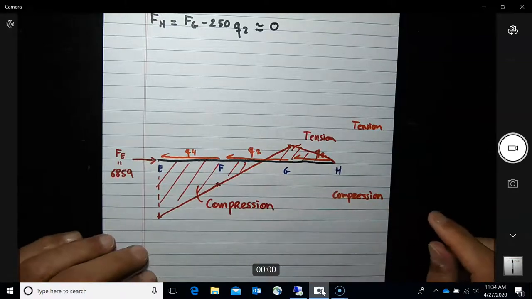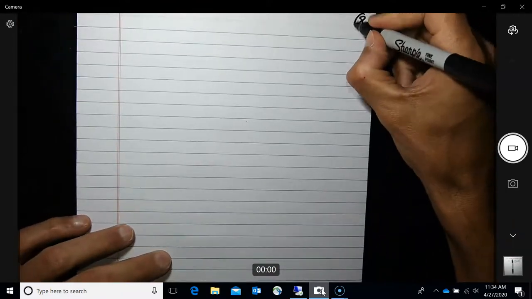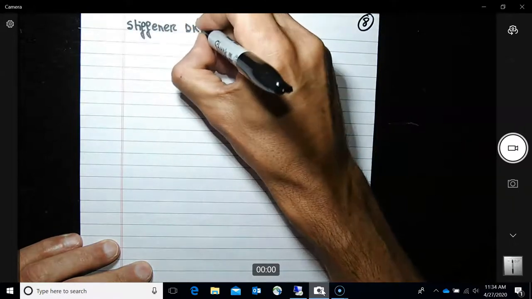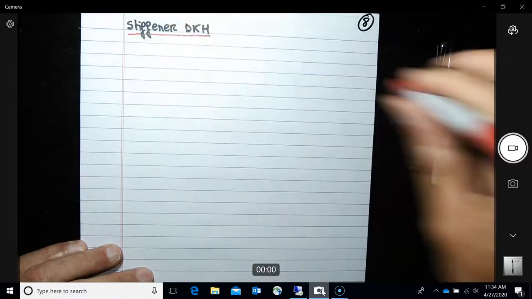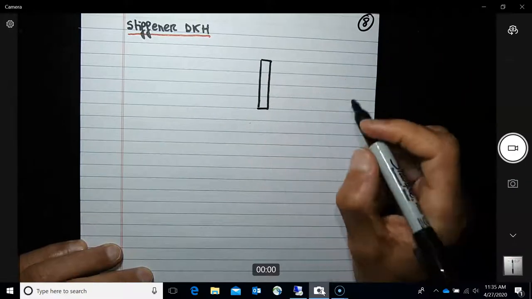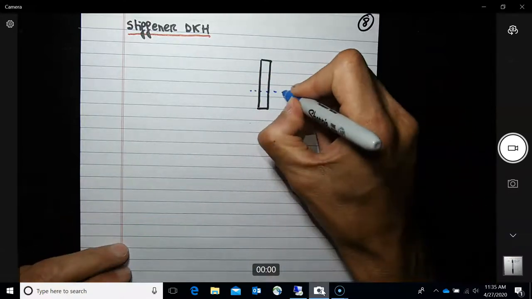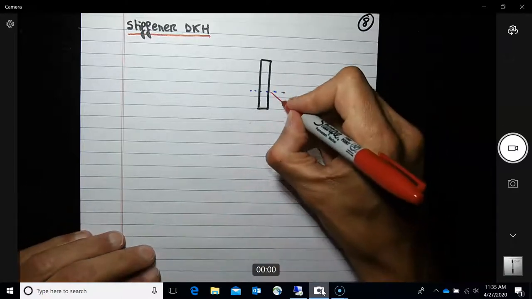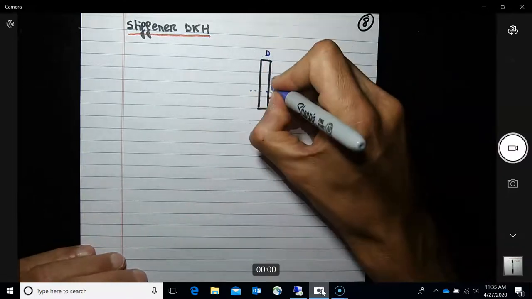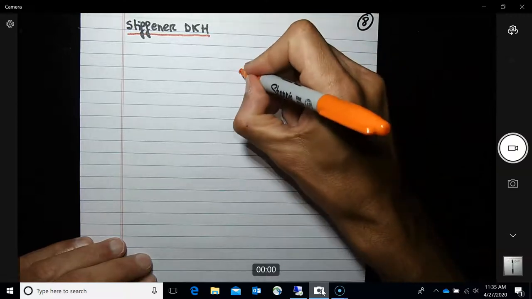Okay, so now we can follow exactly the same procedure, but this time we're going to go to the stiffener KH. So it's one of those vertical stiffeners. We have here the 4000 at an angle of 60, at D, K, and H. Then over here we have Q1, and over here we have Q2.